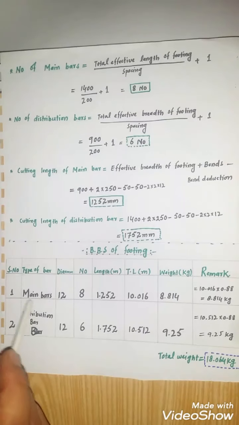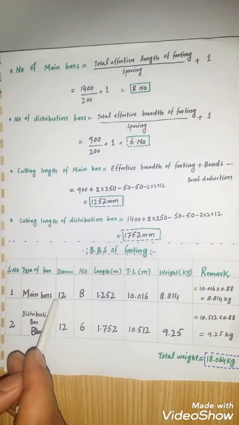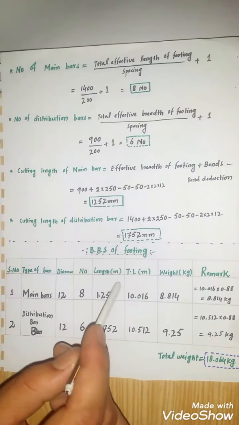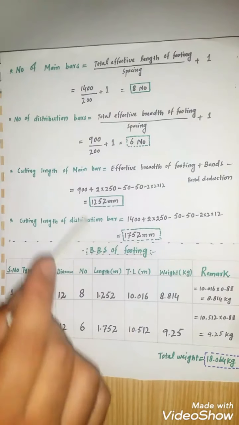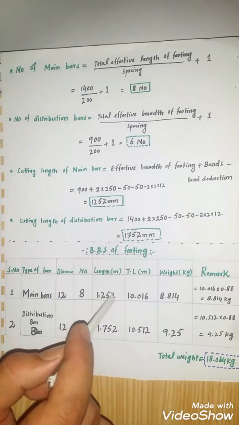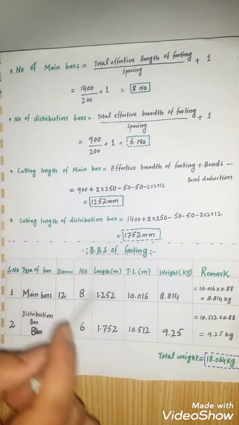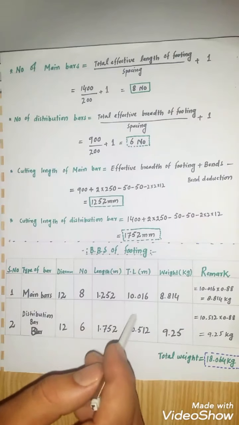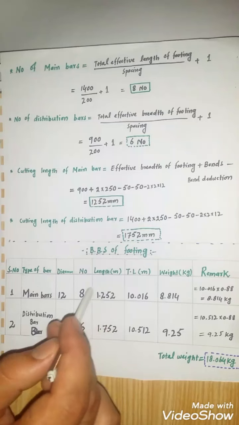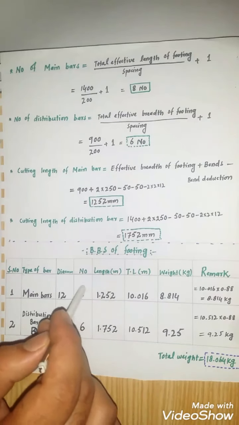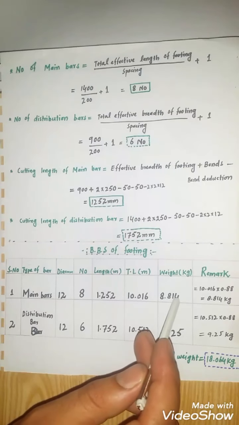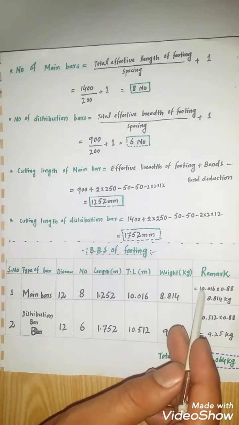First of all, I find the main bar. The diameter of bar is 12 millimeter. The number of bars is 8, and length in meter. This is the cut length of main bar, 1252 millimeter or 1.252 meter. I convert from millimeter to meter. The total length of main bar is 10.016. I multiply this value with this number, and the weight of main bar is 8.814. This is the remark for this value.